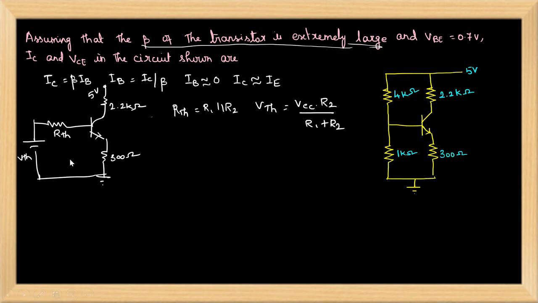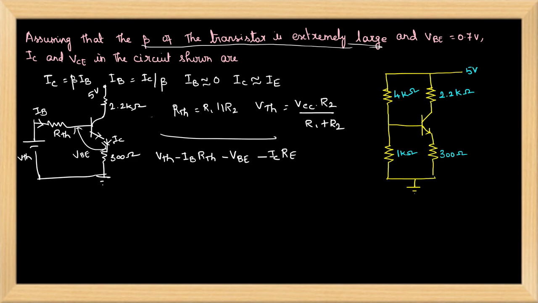transistor. When we apply KVL at the input side here, we will be getting VTH, let the current through this be IB, VTH minus IB into RTH, minus here we are having the base emitter voltage VBE, minus here we are having IC, current flowing through the collector. That means IC into RE. That is, here we have IE, but IE is approximately equal to IC, so we can take IC into RE equal to 0. So IB is equal to 0, so this will be cancelled.